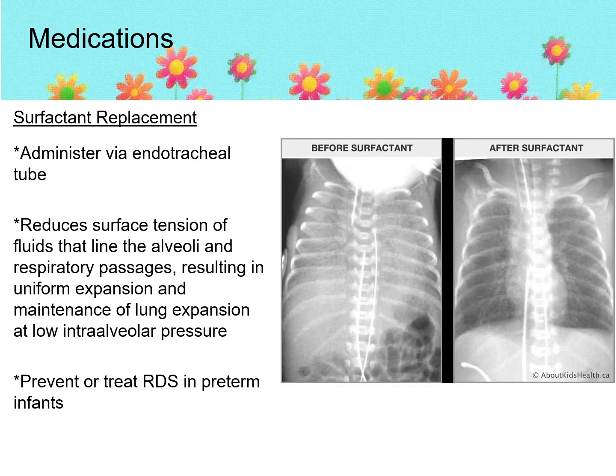All right, then we have our surfactant replacement. What happens here is it reduces the surface tension of fluids that line the alveoli and respiratory passages, resulting in a uniform expansion and maintenance of lung expansion at low intra-alveolar pressure. Once our baby is born, we can give surfactant at any time that we think it needs to be done. It's given by your respiratory therapist.